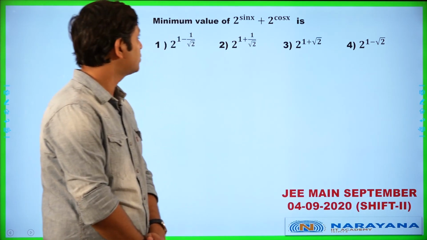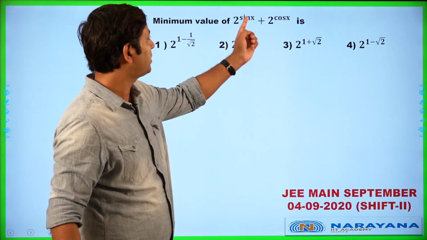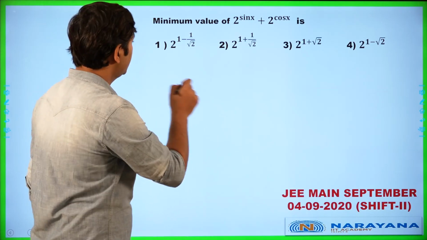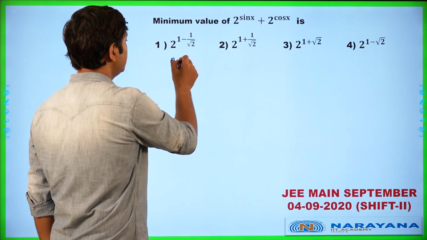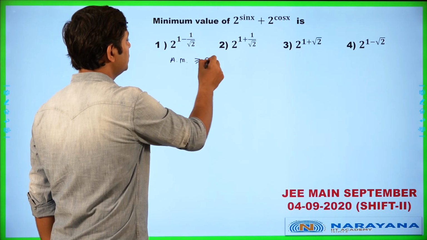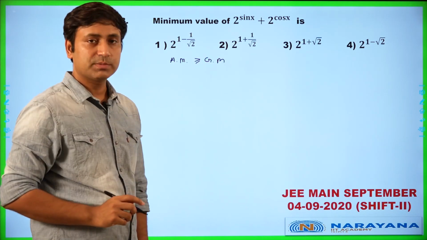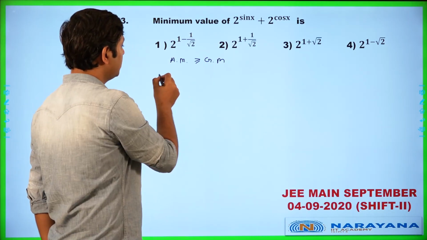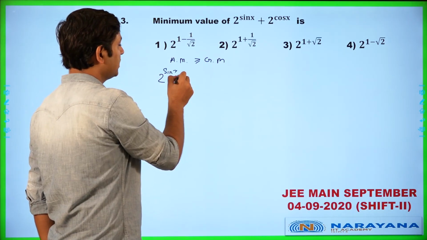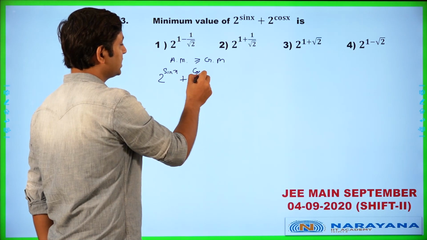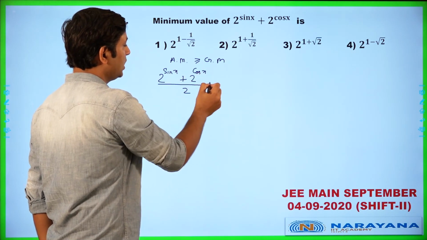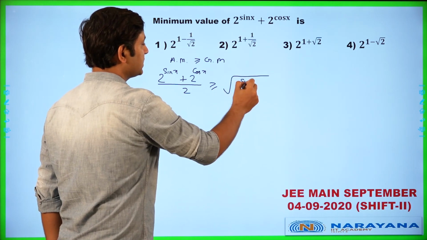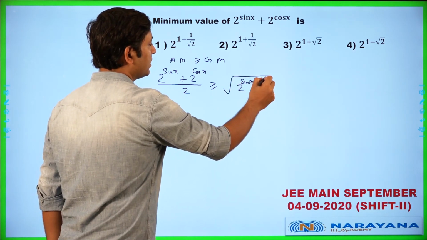Next question, we wish to find the minimum value of 2 to the power sin x plus 2 to the power cos x. What we will do is we will use arithmetic mean is greater than or equal to geometric mean. The arithmetic mean of 2 to the power sin x and 2 to the power cos x, that is, (2 to the power sin x plus 2 to the power cos x) upon 2, is greater than or equal to the square root of 2 to the power sin x times 2 to the power cos x.